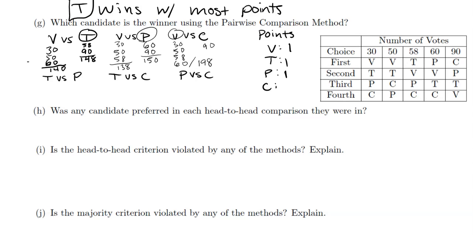So we'll take a look at T versus P. So T and P, we can mark all those. So then we see in the first column, we've got T is preferred, so T gets 30. And the second one, T is preferred again, so they get 50. And then again, T, so they get 58. And then P comes in with 60, and then P with 90. So P has 150 versus 138 for T, so P would be the winner here.